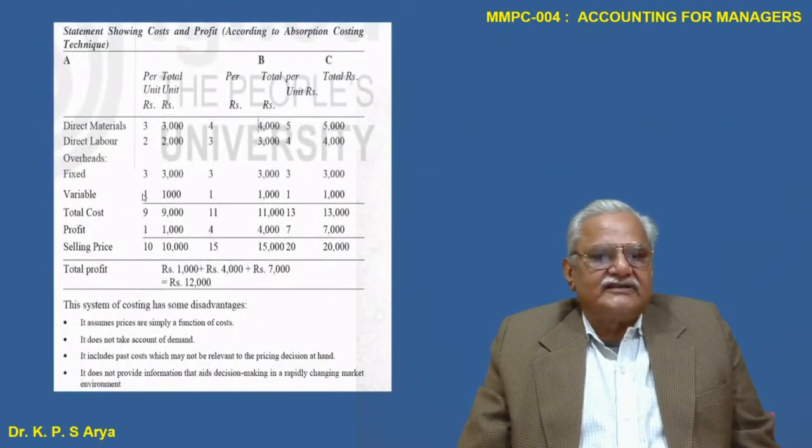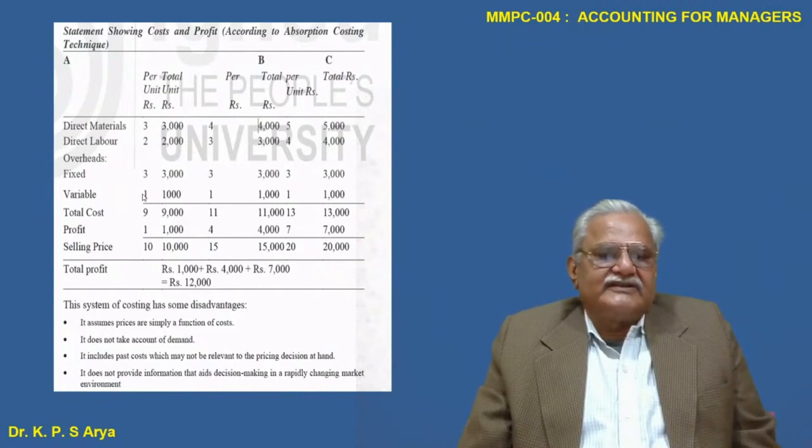Now you see the chart. The total cost, fixed and variable, of product A is 9,000, then B 11,000, and C 13,000. The selling price of product A is 10 multiplied by 1,000, which is 10,000, then 15,000 for B and 20,000 for C. After deducting the total cost from the selling price, the profit for product A is rupees 1,000, 4,000 for B, and 7,000 for C. So the total profit of the three products is 12,000.